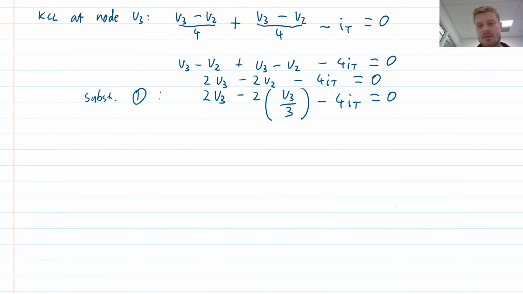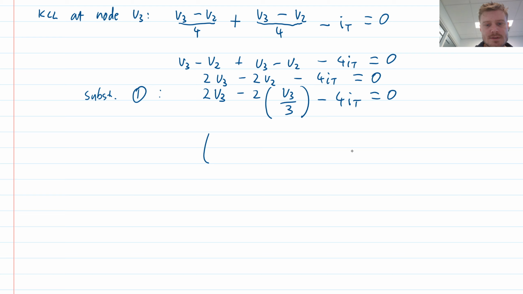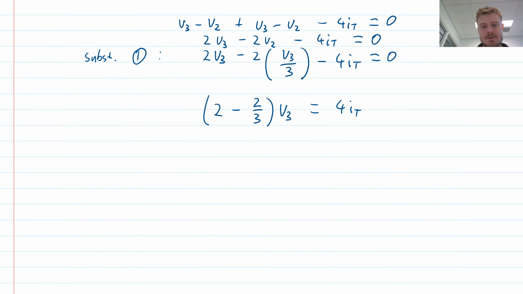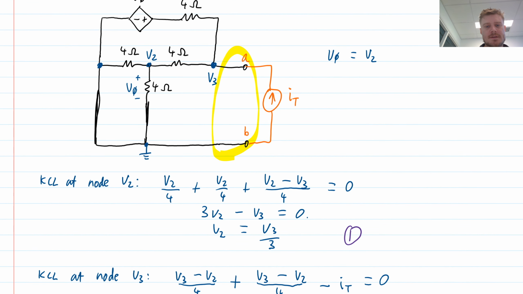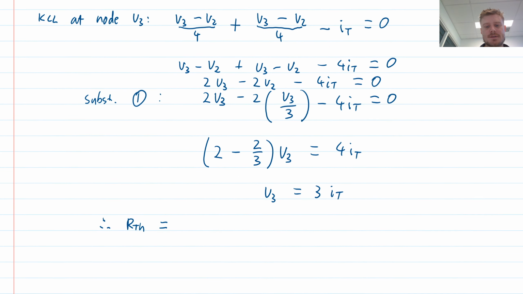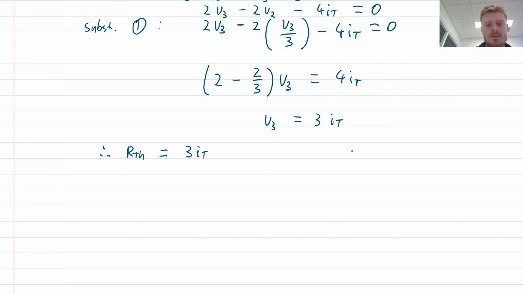I want to solve this for V3, so I'm going to collect my coefficients, so that will be 2 minus 2/3 times V3 is equal to 4 times my test current, which means V3 is, I'm just going to use a calculator, 4 divided by all of 2 minus 2/3, which is just 3 times IT. All right, so therefore our Thevenin resistance is going to be the voltage at the terminal. So let's look back at our circuit. Our voltage at the terminal, which is V3, divided by the test current, which is IT. So the voltage at the terminal is this, we just solved for it, divided by our test current, which of course simplifies down to 3 ohms.